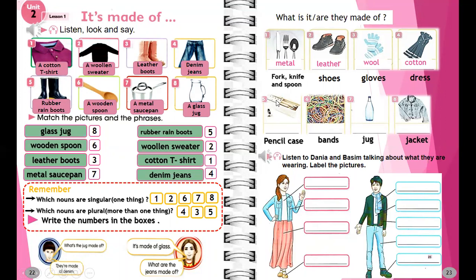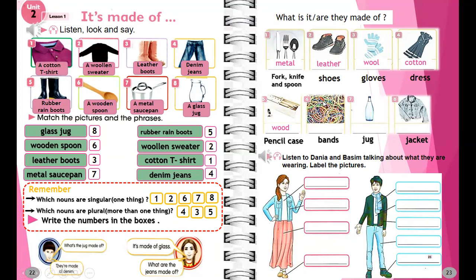Picture 5, as you see, we have a pencil case. I'm going to ask about the material. It is singular here, of course, just one pencil case. So I say, what is it made of? Or what is the pencil case made of? It is made of wood.